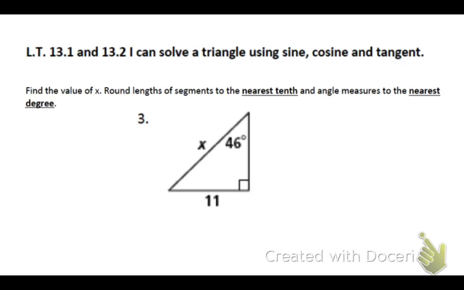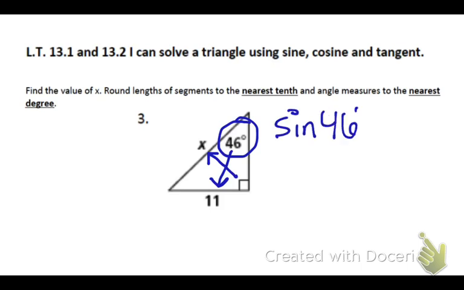All right, we're trying to solve for x. So if you look at the angle measure, it looks like we have the side that is opposite that angle measure. And then we also have the hypotenuse. It's across from the 90-degree angle. So pick the trig ratio that is for opposite over hypotenuse. So that's sine. So sine of 46 degrees is equal to opposite over hypotenuse.